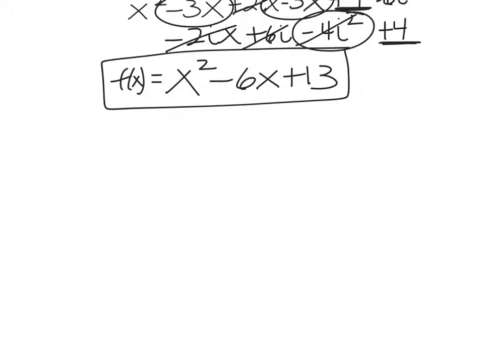It's easier if they give you like 5i and negative 5i. But that one had an A and a B term, so that one was tough.